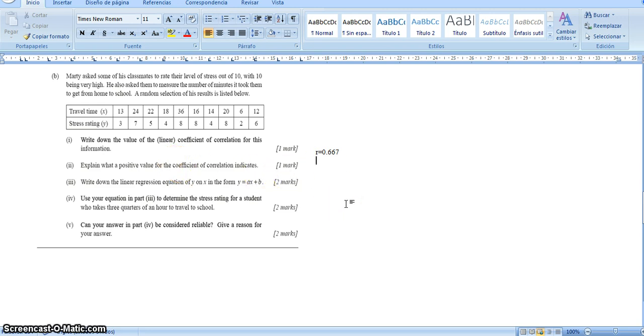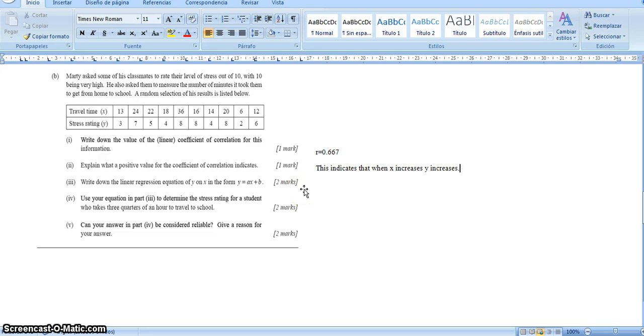Well, the positive value for R indicates that when X increases, Y increases. So this indicates that when X increases, Y increases. Done with this. Now it says, write down the linear regression equation, the equation for the regression line.